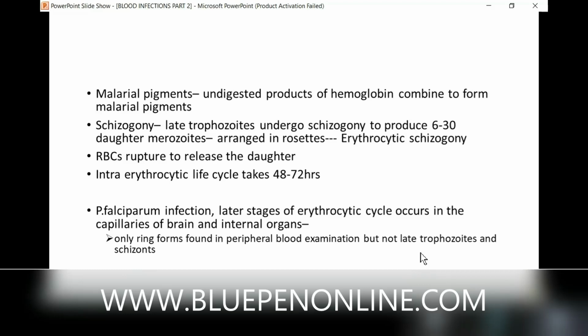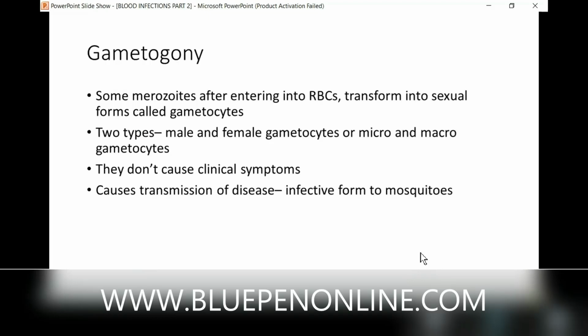That's why when you take the peripheral smear of a person infected with Plasmodium falciparum, these late trophozoites won't be present in the peripheral smear. Only the early trophozoite stage will be there, because the late trophozoite stage will be present in the organs. They won't be released in the peripheral circulation. That's the basic concept. So next, there will be gametogony.